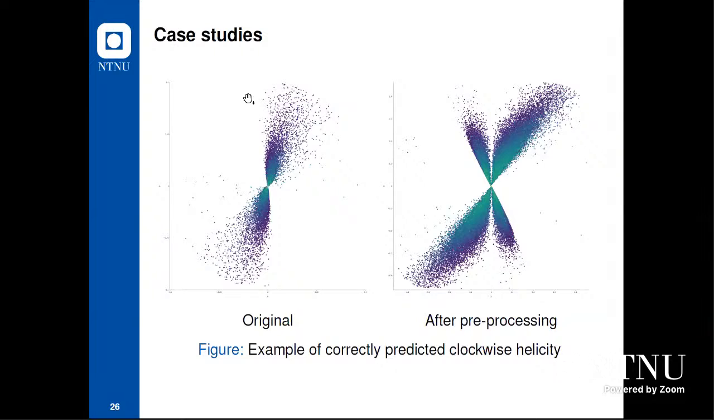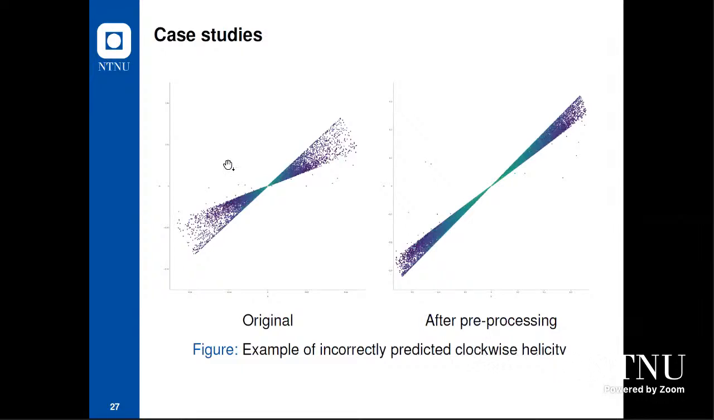So the idea is that this is the clockwise helicity. This has been correctly predicted. This is the original graph, and this is the graph after the pre-processing with the cubic root. And this is what I've discussed before, actually. This instead is an example of ground truth clockwise helicity, which has been classified incorrectly by the 2 classes classifier. It has been classified as negative helicity, counterclockwise helicity.